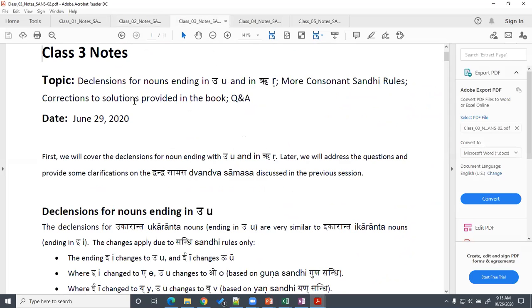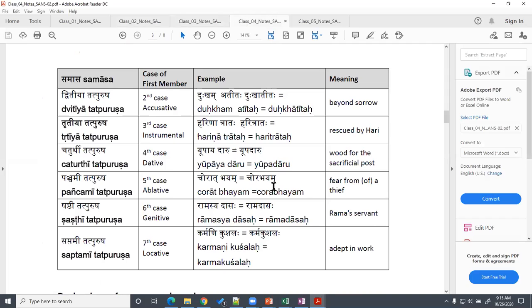Then in class 3, we did a few more nominals, and some consonant sandhi rules. So I will not go into detail here. Class 4, we did some samasa, Tatpurusha samasa specifically.